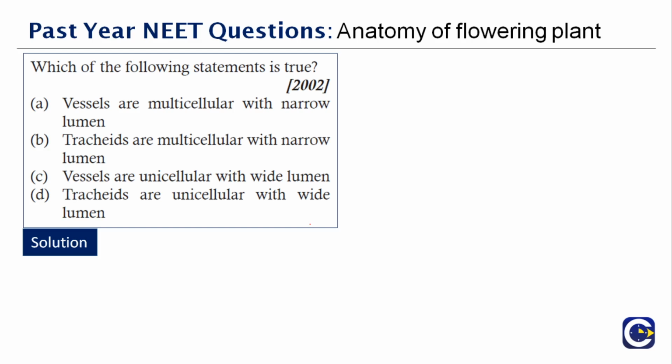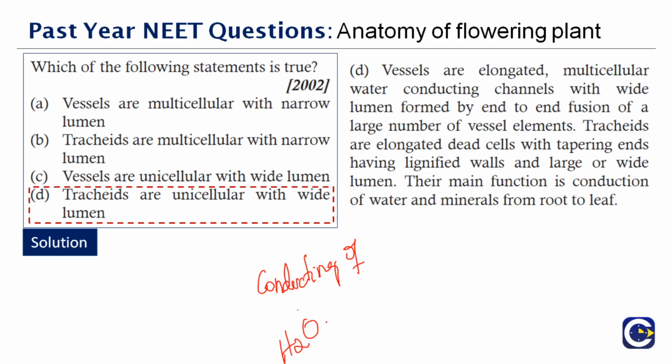Okay, so here if you see, tracheids are elongated dead cells with tapering ends having lignified walls and a large or wide lumen. What is the main function? It will be conducting. What is the function? Conducting of water. Conduction of water takes place, and sometimes you also have minerals from the roots getting transferred to the leaves. So the right answer here is option D, tracheids are unicellular with a wide lumen, because vessels, if you see, are multicellular but they are elongated. Okay, the correct answer is option D.